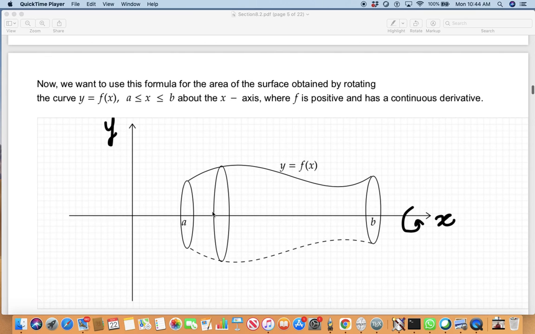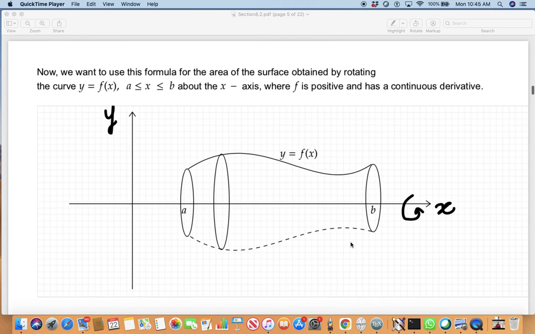All right. Now we are almost ready. In our next video, we will worry about finding the surface area of the surface obtained by taking a curve such as this and rotating it about the x-axis.